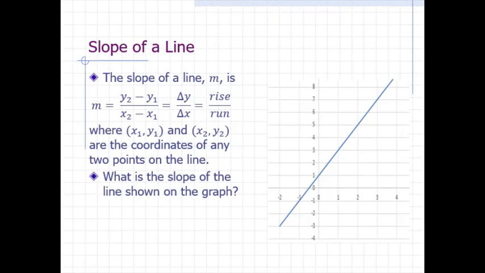What is the slope of the line shown here? To determine the slope, we pick any 2 points. Let's pick this one, and call this point number 1. So x1 is 0 and y1 is 1.